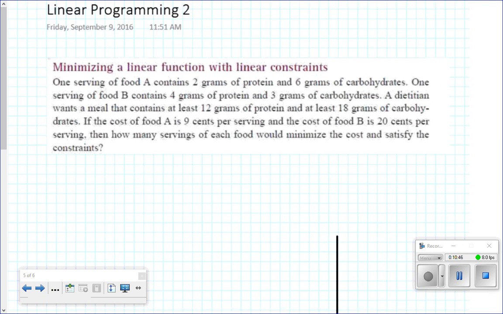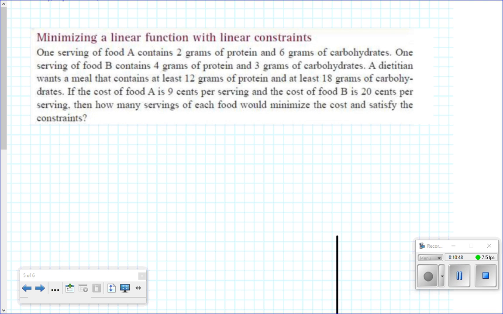It says one serving of food A contains 2 grams of protein and 6 grams of carbohydrates. One serving of food B contains 4 grams of protein and 3 grams of carbohydrates. A dietitian wants a meal that contains at least 12 grams of protein and at least 18 grams of carbohydrates. If the cost of food A is 9 cents per serving and the cost of food B is 20 cents per serving, then how many servings of each food will minimize the cost and satisfy the constraints?